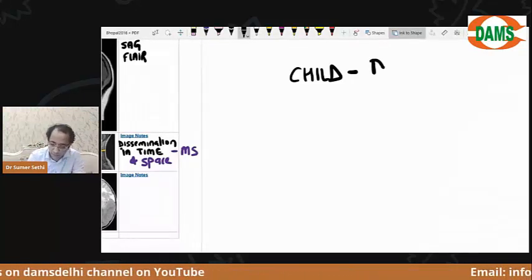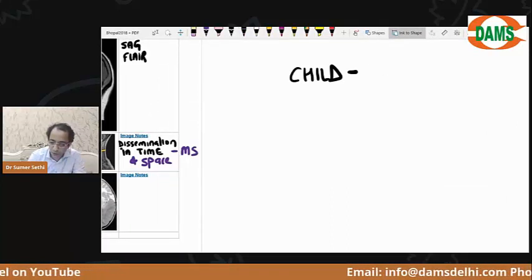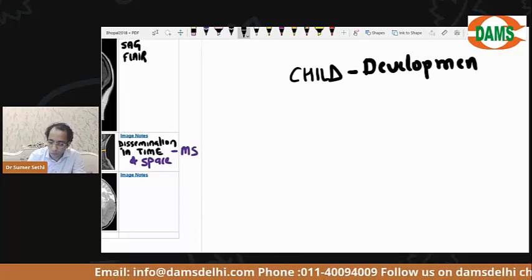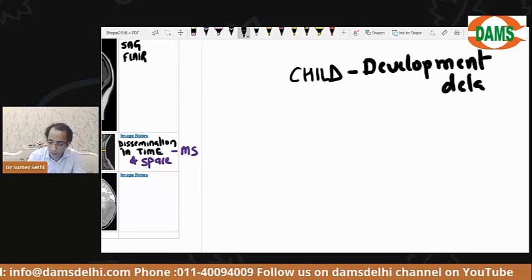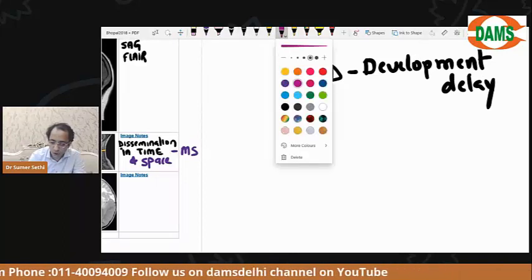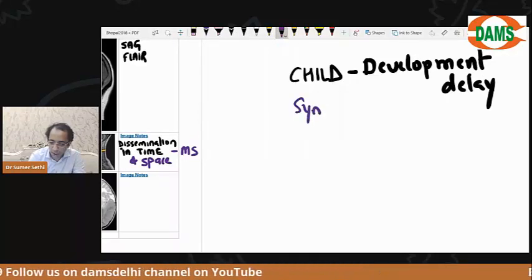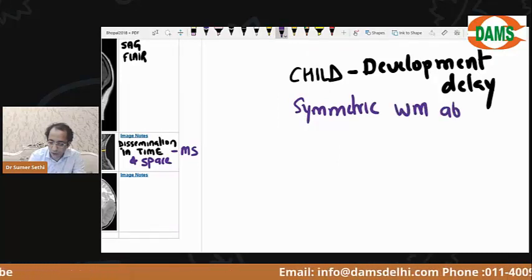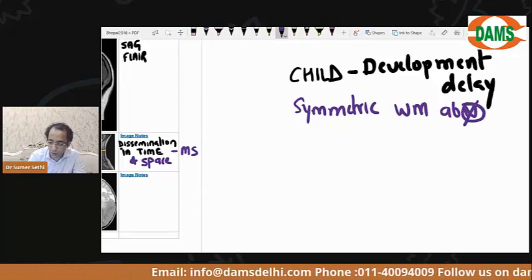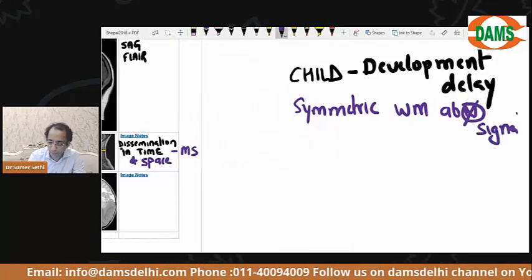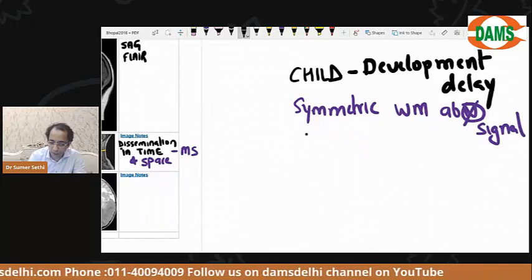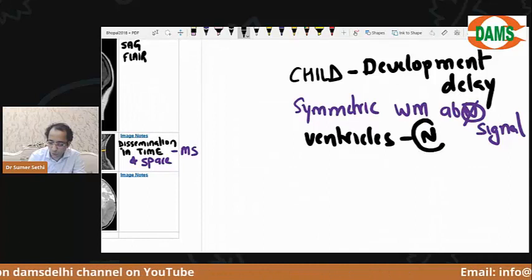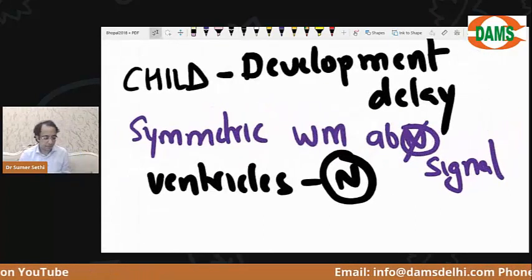Now listen to me and focus on this. A child with developmental delay shows symmetric white matter abnormal signal. The ventricles are normal. What should you suspect? Let's see if you can answer.